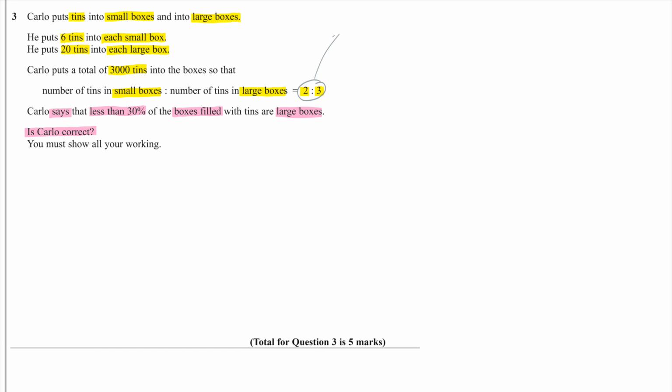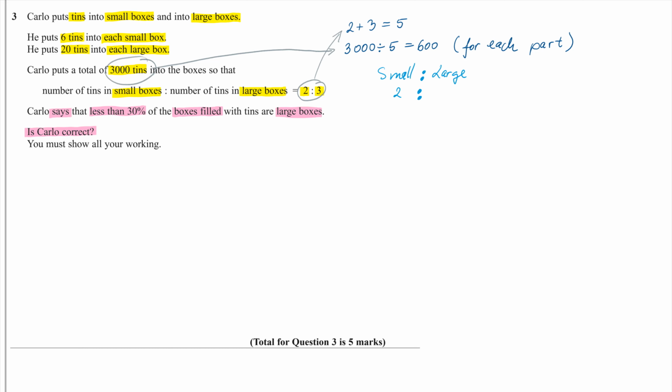From the ratio 2 to 3, 2 plus 3 is equal to 5 parts. We split the 3,000 tens into 5 equal parts. 3,000 divided by 5 is 600, which means there are 600 tens for each part. The ratio of number of tens in small boxes to number of tens in large boxes is 2 to 3. To find the actual number of tens in the small boxes and in the large boxes, we times them by 600. 2 times 600 to 3 times 600. This is 1,200 tens to 1,800 tens.